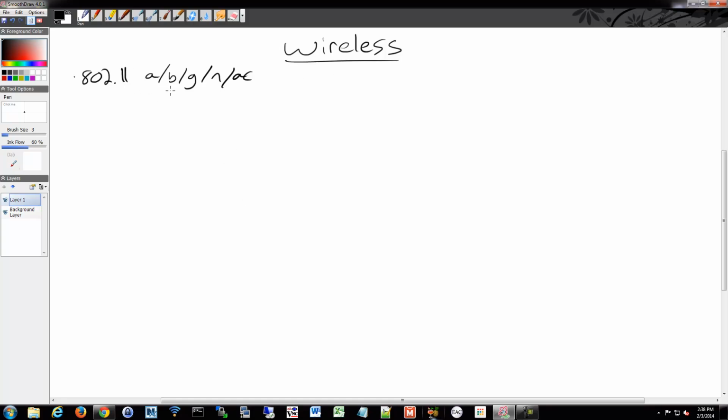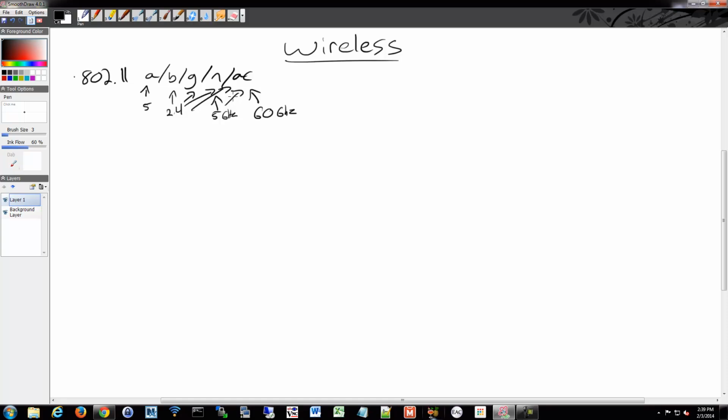And then each of those use a different frequency range. For example, we have 5 gigahertz, 2.4 for all of those, optional 5 gigahertz for N, and AC using both 5, 2.4, and 60. So we went through some of that. If you want to go through it in detail again, go check out the network media video, where we go through some of the more details on that.